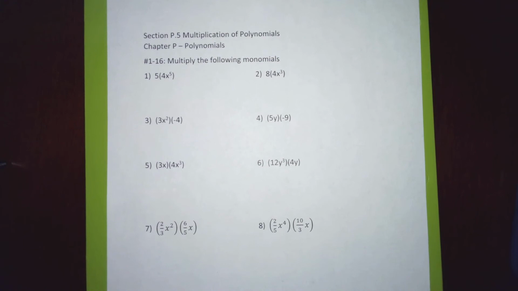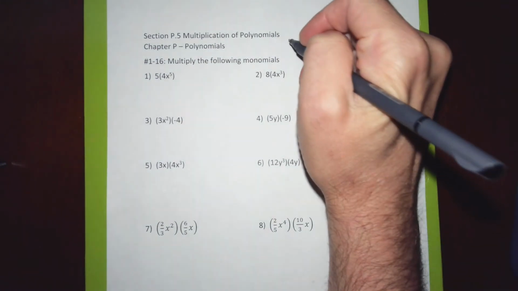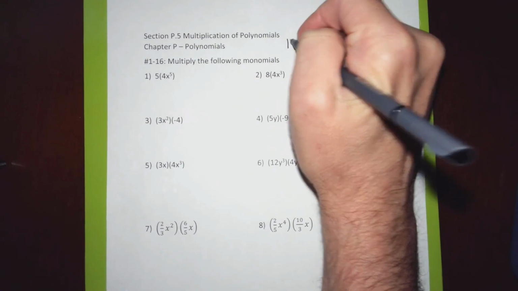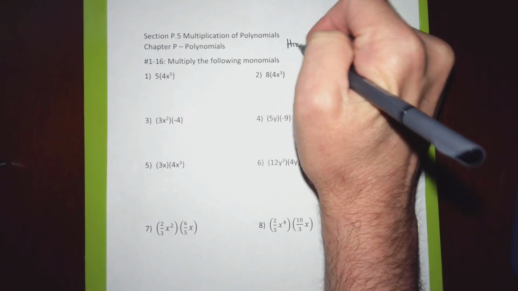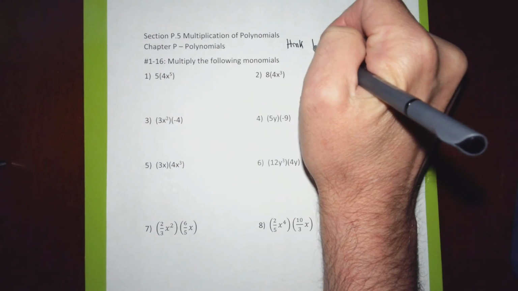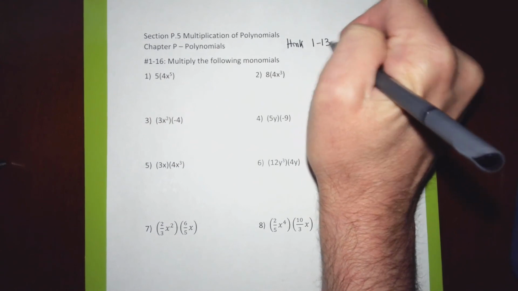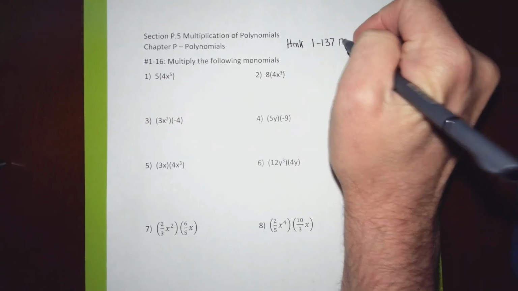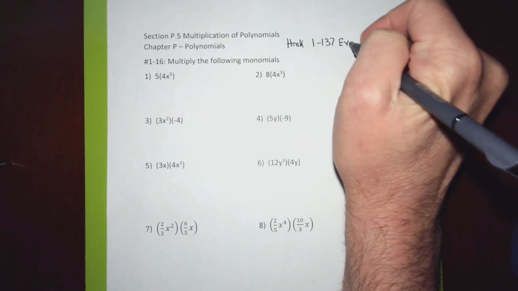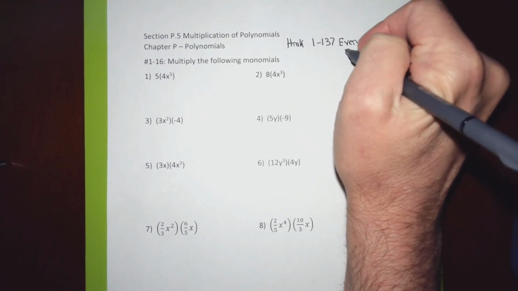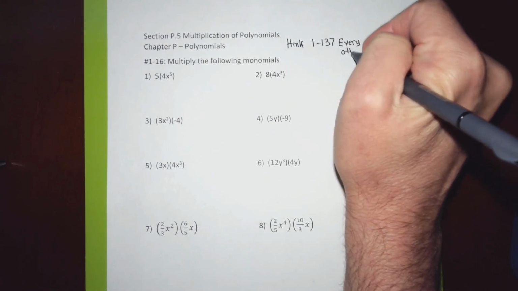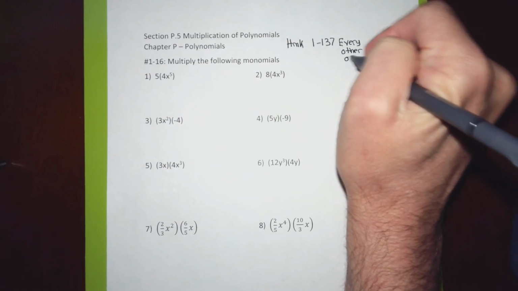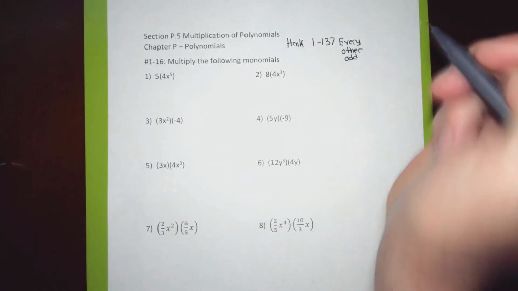This section is ridiculously long. It has close to 140 problems. So for homework we're just going to do every other odd. I think it's going to be 1 through 137, every other odd. And I'll do the same in the video. I'm not going to do every even problem because there's just too many of them. And I think just doing half the problems is going to be enough.